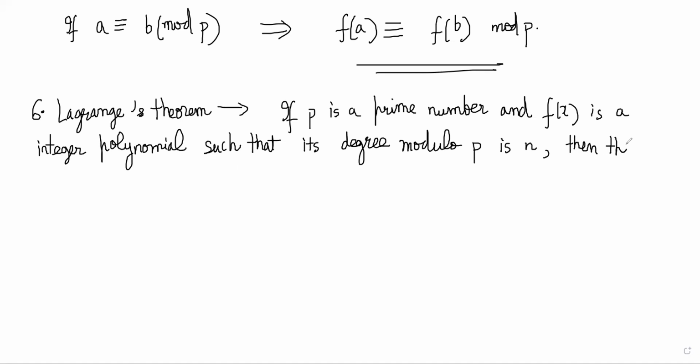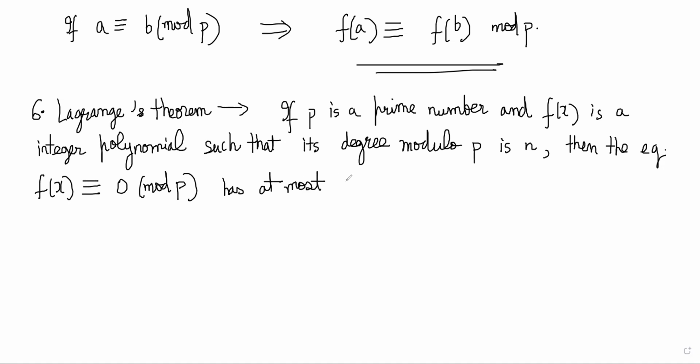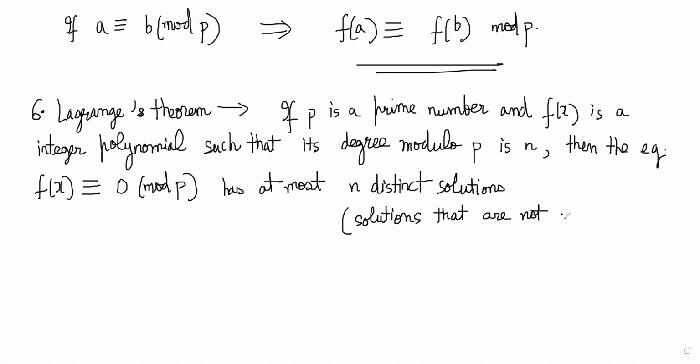Then the equation f(x) is congruent to 0 mod p. This equation has at most n distinct solutions. And what do we mean by distinct solutions? Solutions that are not congruent to each other modulo p.